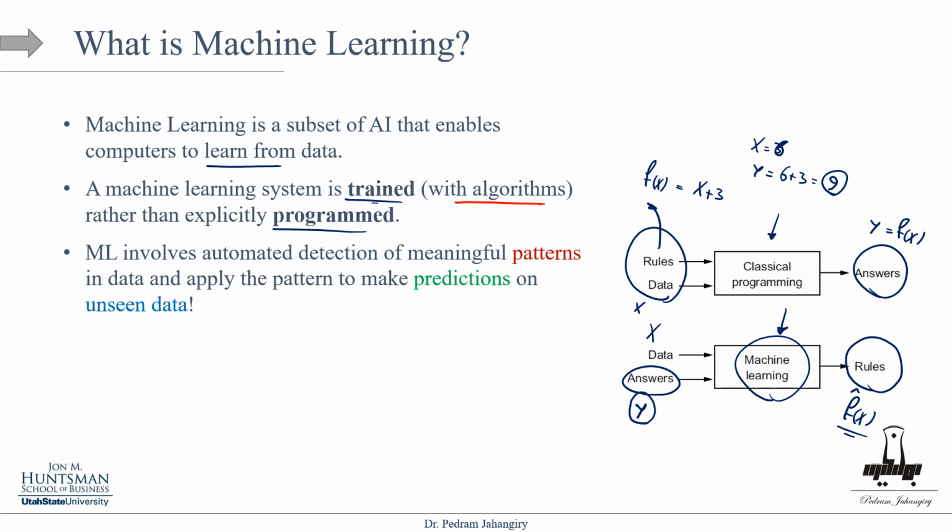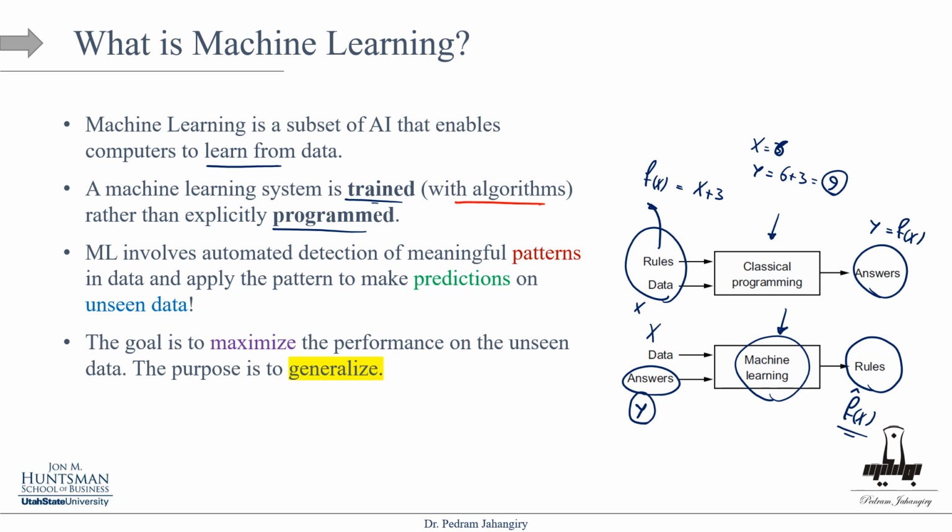So the optimal goal in machine learning is to maximize the performance of the model on the unseen data. So it's all about generalization. How good is your model in terms of generalizing predictions on something that the model has never seen before? That's the optimal goal in machine learning.